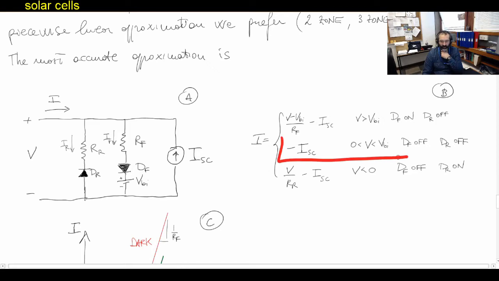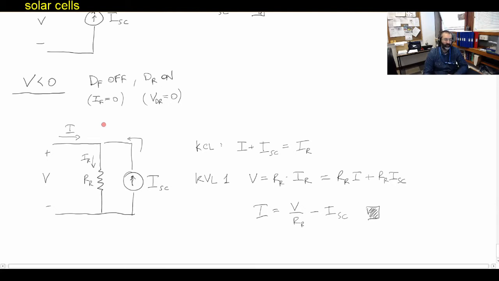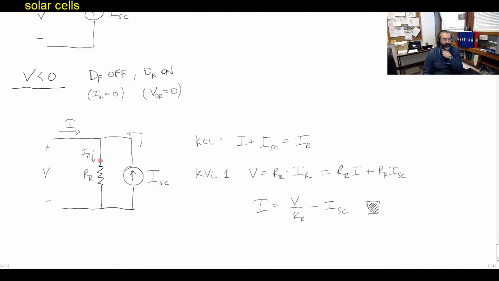And finally, the last bit. So if V is smaller than zero, DF is obviously still off, because DF is off if V is smaller than VBI. But now that V is negative, DR is on. So if we go back to the initial circuit, DF is off, so this is an open circuit, so the branch can be not considered. And this is now a short circuit. And so the final circuit in this case is this one here. So just the reverse resistor for reverse bias and ISC.